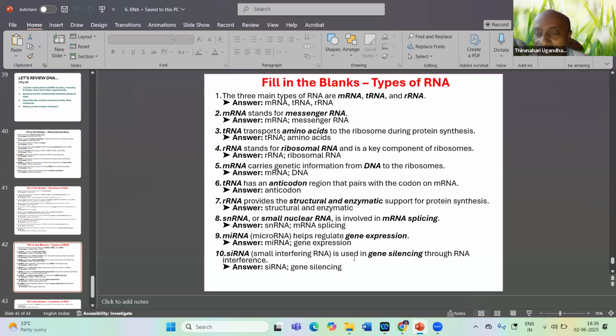Then snRNA means small nuclear RNA. It is involved in mRNA splicing. miRNA means microRNA. It helps regulate gene expression. siRNA is used in gene silencing. siRNA is important in gene silencing through RNA. These are the important types of RNA.